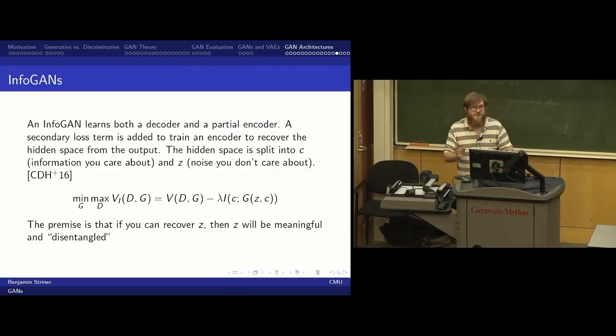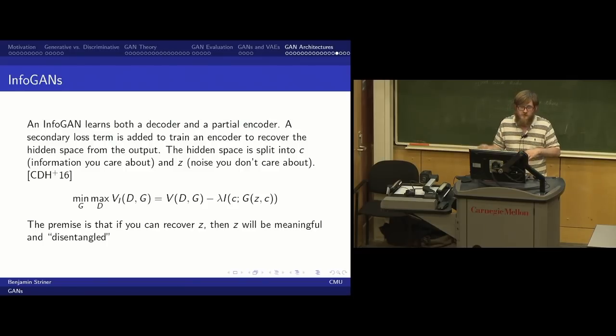Please stop me if there are any particular architectures you want to dig into, but I'll just try to go through each of them. I guess the ones towards the end are probably the most interesting. An InfoGAN is actually really fascinating because it's fixing the problem of just having a generator. An InfoGAN is a decoder and an encoder, but the encoder is just partial. What I mean by that is we've got this hidden space that we've been talking about, and you go from the hidden space to your images or whatever it is.